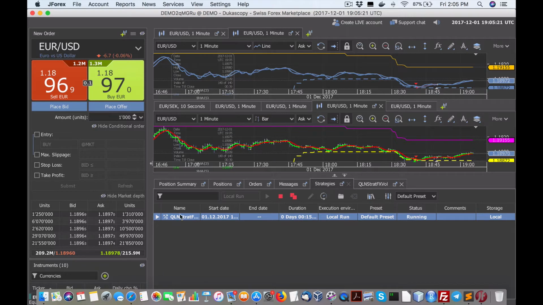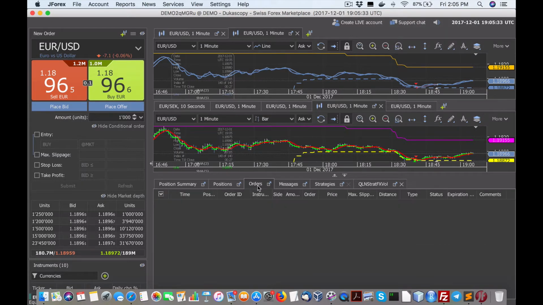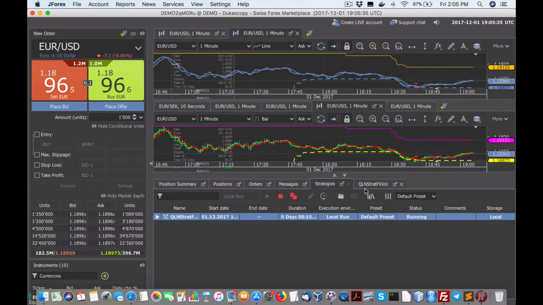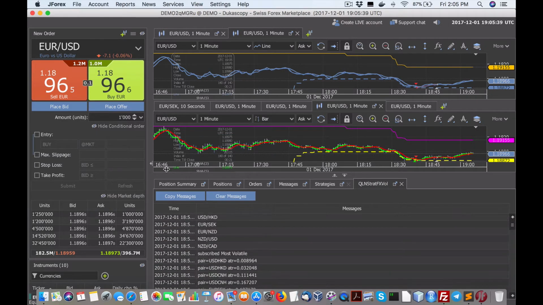So here, this puppy is running. It's been running for the last little bit. There's not a lot of activity because it's winding down for the week, as it's Friday 2 p.m. There's not a lot of volume being pumped through here, but lots of lessons to be learned. So let's talk about where things are at with this strategy.